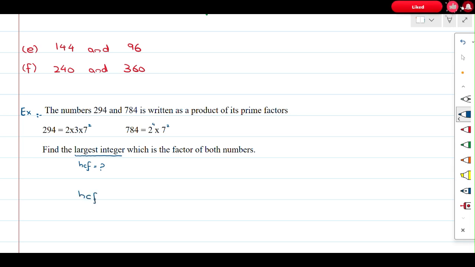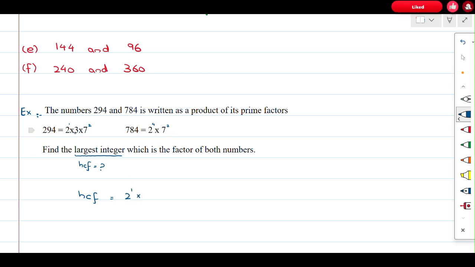For the highest common factor, we know that when the two numbers are written as a product of their prime factors, we need to pick the lowest or equal power. So the lowest power is 1. So 2 power 1.